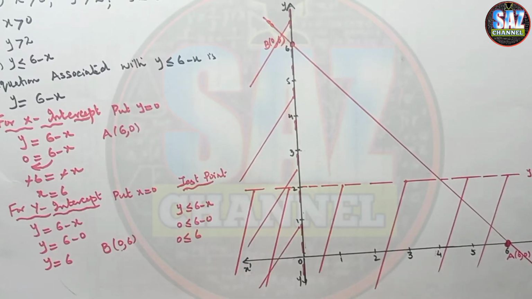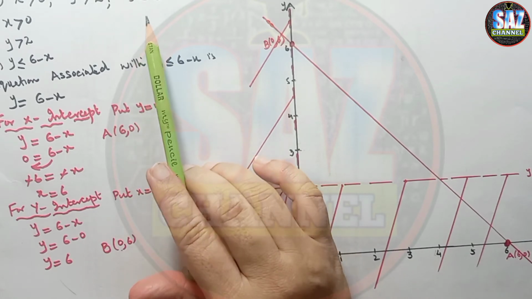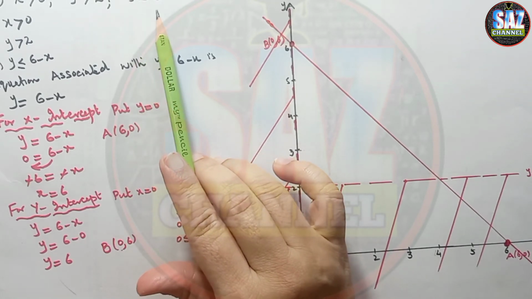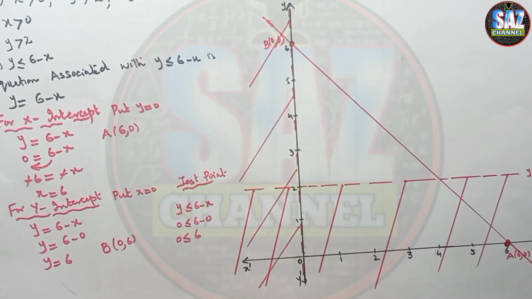Okay, this inequality y greater than 2 will receive the shading below this line. This is the shading for y greater than 2. Coming to the third inequality condition which is given in the question, that is y is less than or equal to 6 minus x. This is the inequality which is given in the non-vertical form of equation of line.